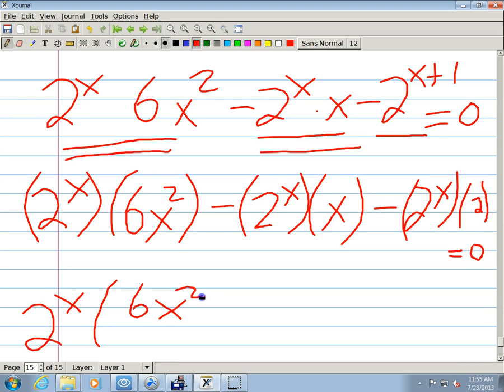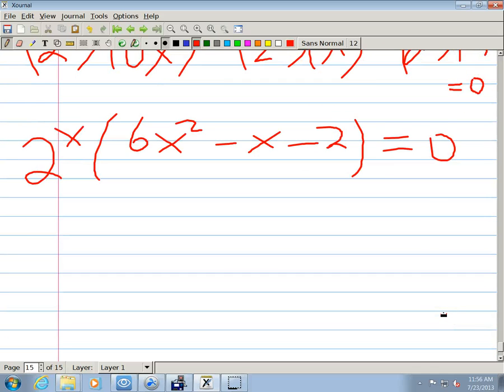6x squared minus x. What? That's it? I'm done? Minus 2, okay. Minus 1, why? Well, it's a factor of 2, though. It's 2x times 2, so factoring out 2x, I'm left with 2.